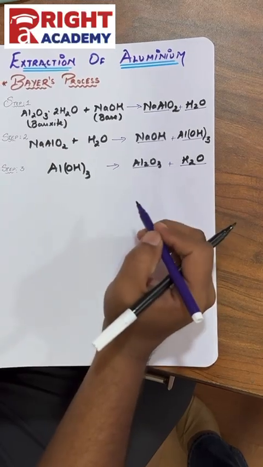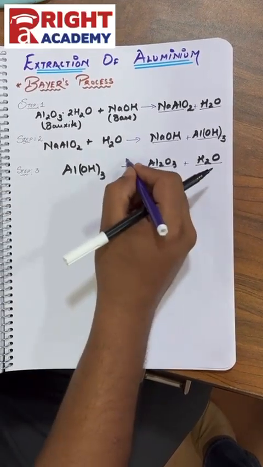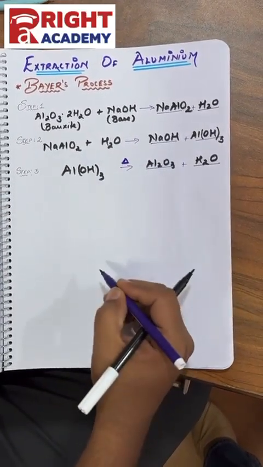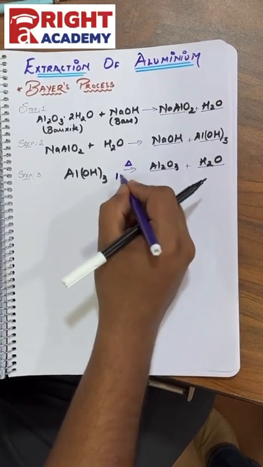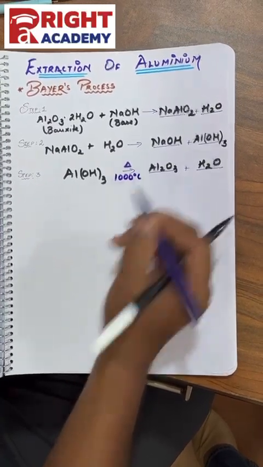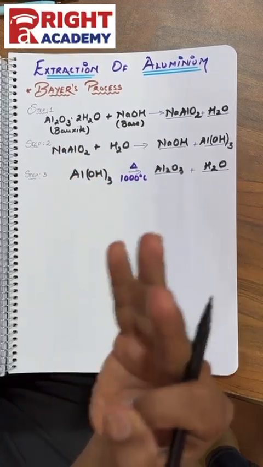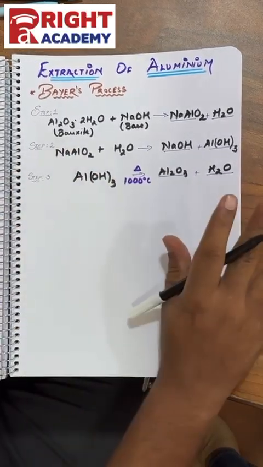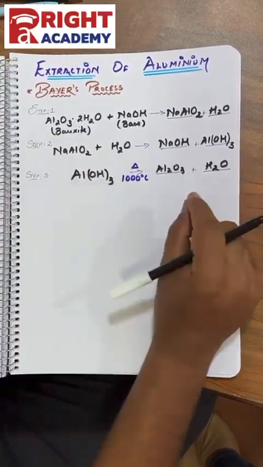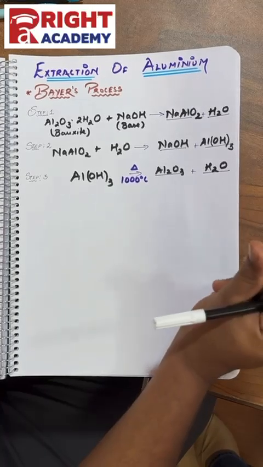So remember, in chemistry, the one who has no one, who is theirs? Heat. And you have to be very precise over here. It is 1000 degree Celsius. And that's it. Your Bayer's process, which comes for 3 marks in exam, is done with. The only thing left is balancing, which we can do very easily.